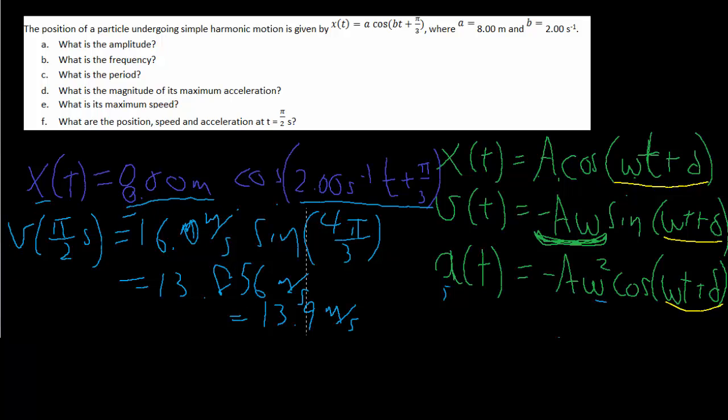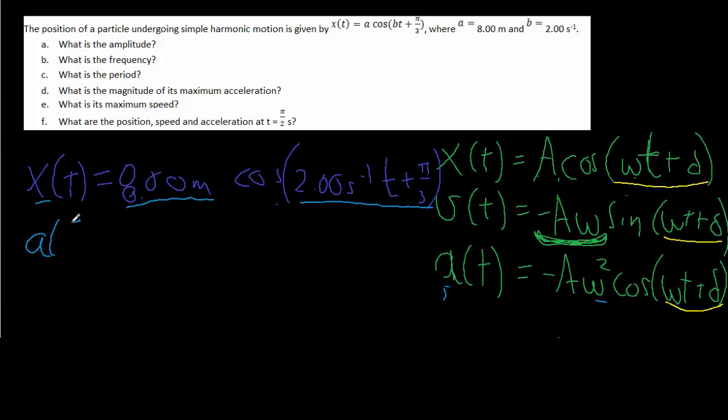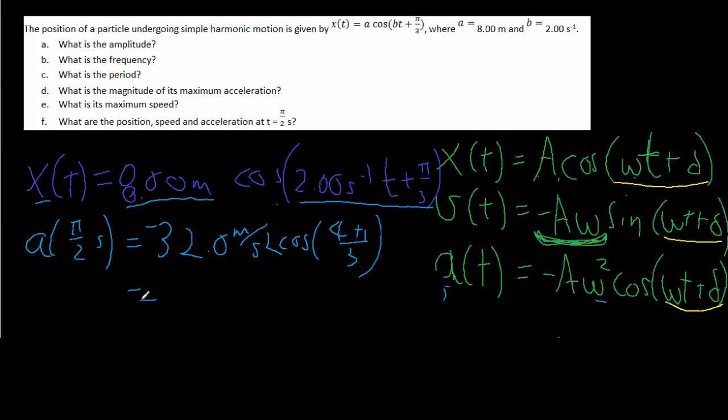Same thing for my acceleration. So this we talked about being 32.0 meters per second squared, negative cosine of 4 pi over 3, giving us positive 16 meters per second squared.